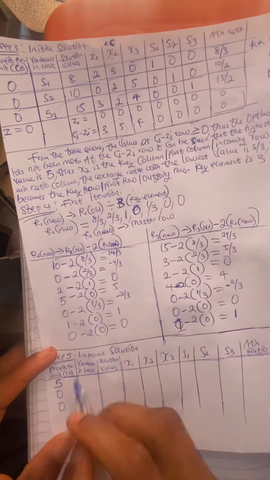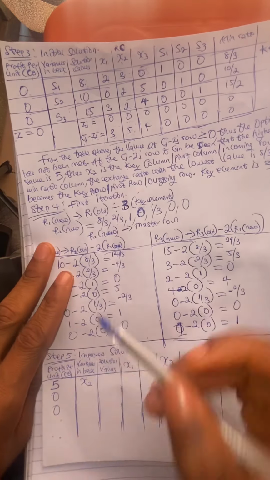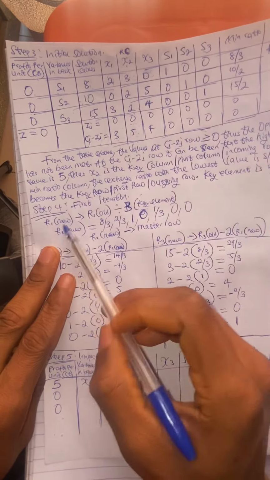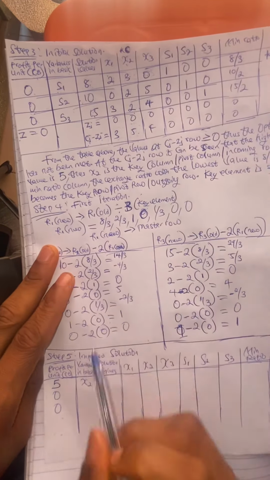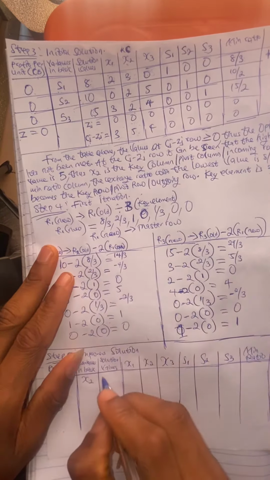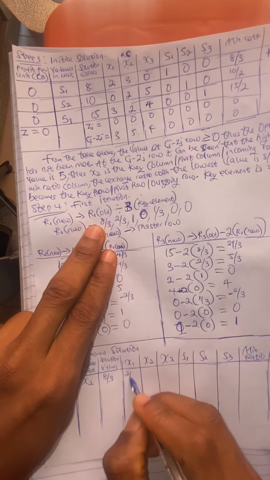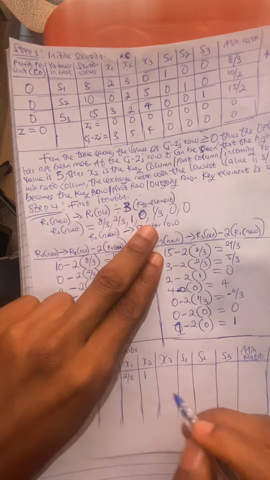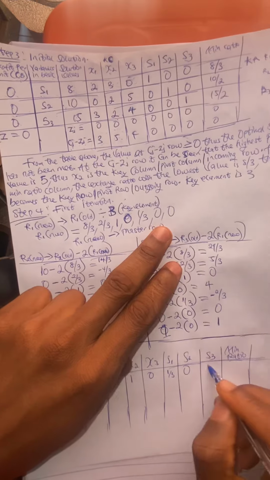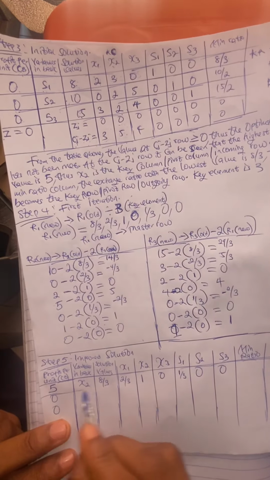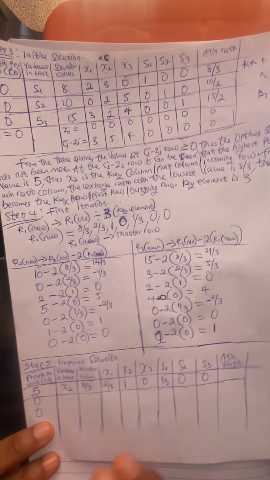So x2, you now put your x2 here, right? Then you now come here. Mind you, this row 1 new represents your x2, which is your key column. So x2 will now be what? First of all, 8 all over 3, then 2 all over 3, and then 1, and then 0, and then 1 all over 3, and then 0, 0. Right? Just like how we did. You leave your minimum ratio empty.